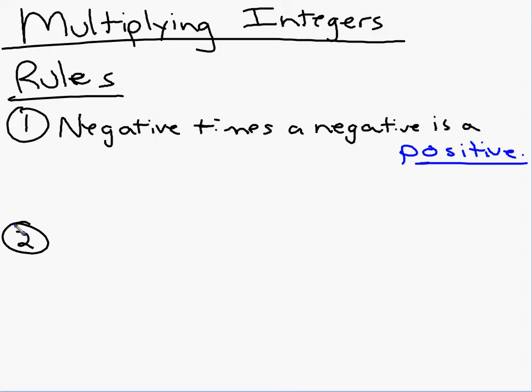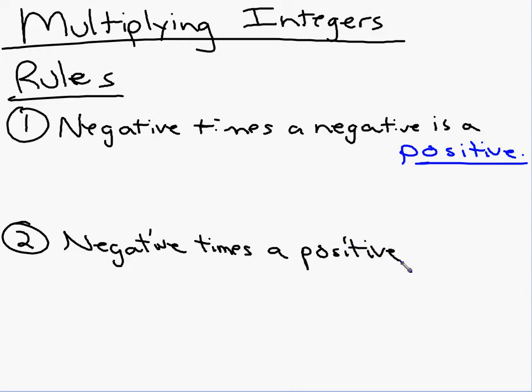The other rule is that if I have one of each, in any order, a negative times a positive, or vice versa, a positive times a negative. One of each. A negative times a positive is a negative. Always. That's why I said in this case, rules are good. They're not good with adding and subtracting integers, and I'll show you why.